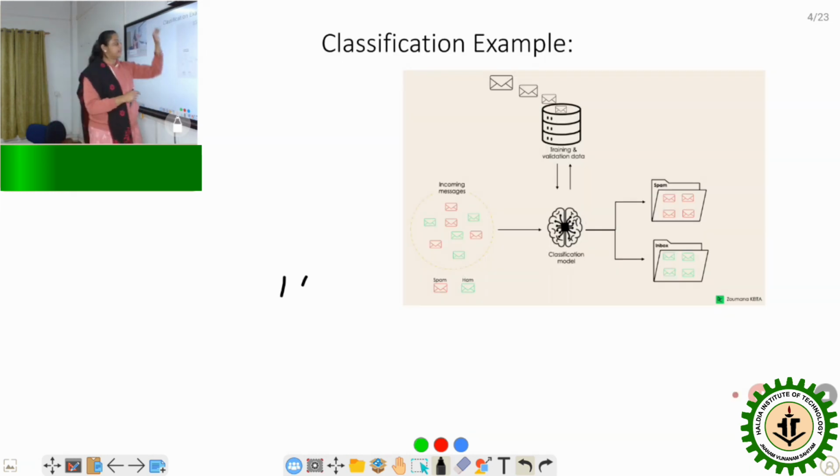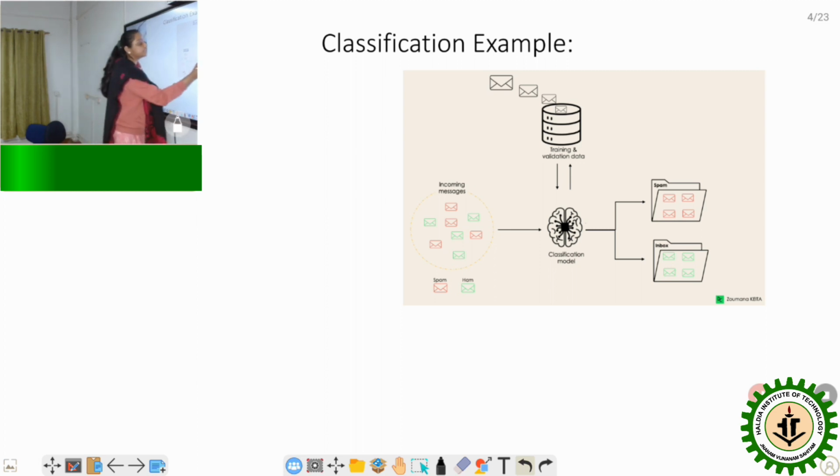Suppose in this scenario, as an example, we have to predict whether a message is a spam message or a normal message. For that, this is our classification model. Let's assume it is built using some XYZ algorithm. I will come to the algorithm part later on.